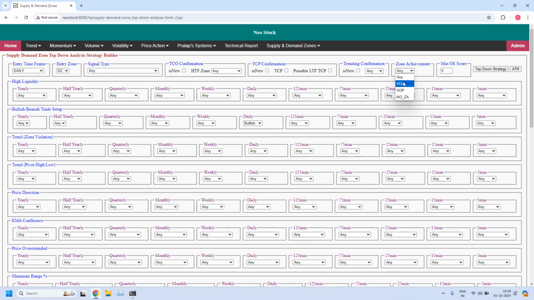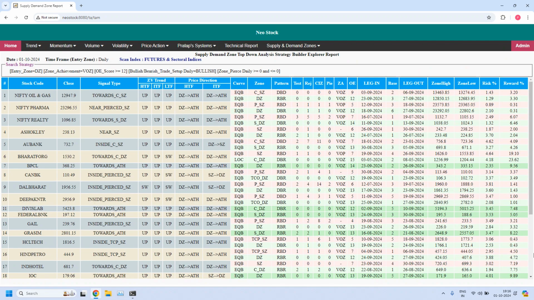And then zone achievement should be violated opposing zone. Minimum odd enhancer score should be 12. And all the three filters are applied to daily demand zone. Now let's verify how many stocks we will get. So this is the filtered list.